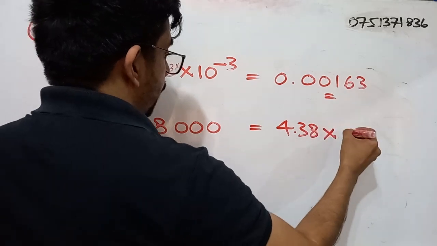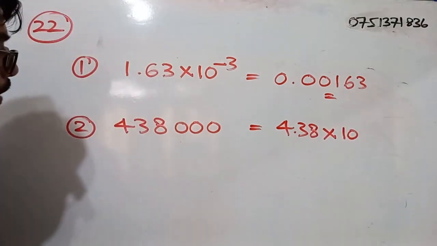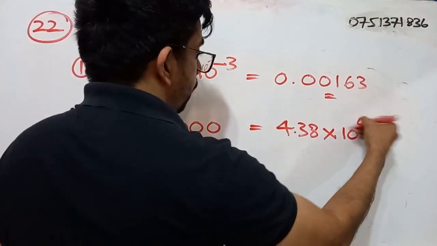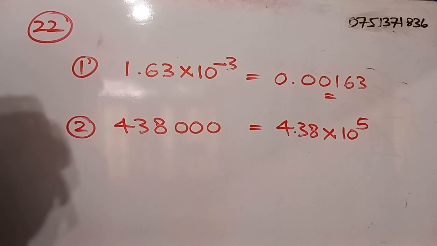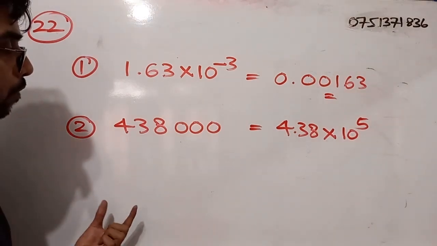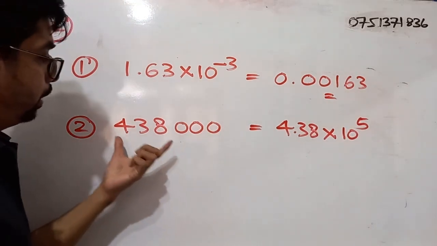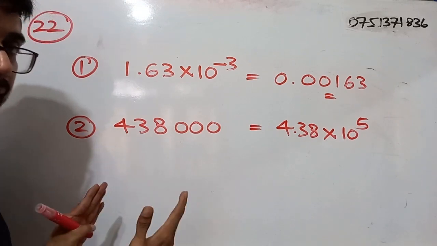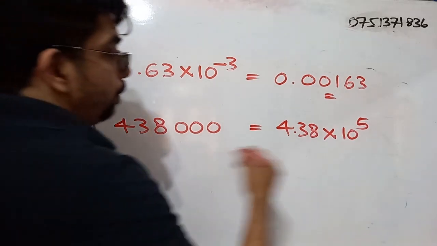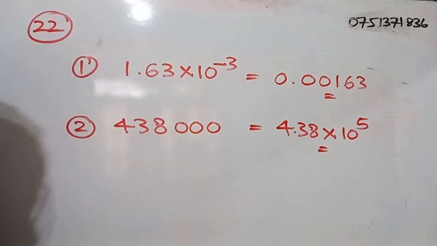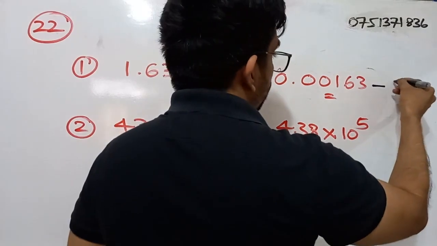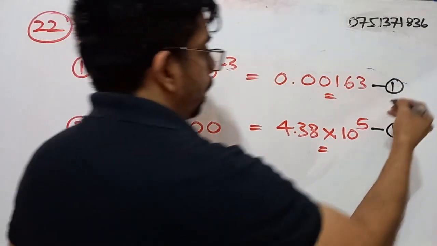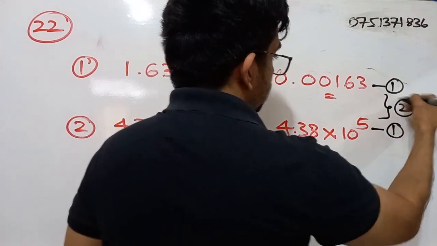4.38 multiplied by 10 to the power, how many zeros? 1, 2, 3, 4, 5. So 10 to the power 5. Right? So essentially what do we have to do? We have to convert this number into a number between 1 and 10. Right? So when we do that, this is the answer that we get. So for the first part, you will be getting 1 mark. And for the second part, you will be getting another 1 mark. Altogether, the total marks are 2.